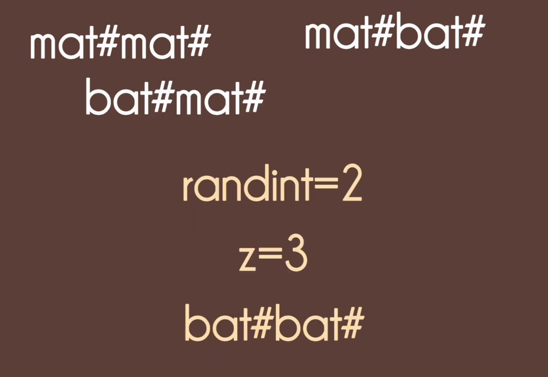And this is the last possibility, that the value of rand int becomes 2 both times the loop runs. So z will become 3, and then the output will be bat hash bat hash.